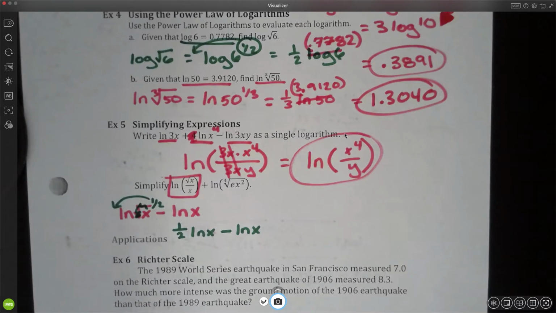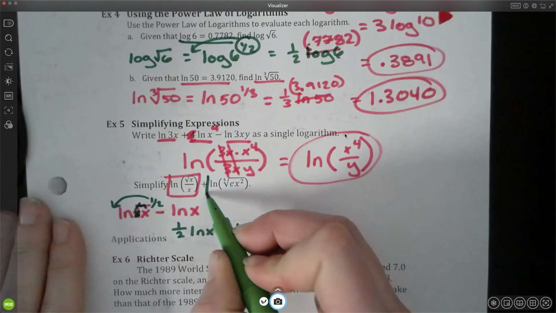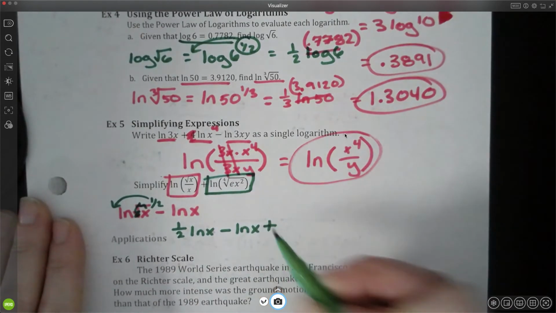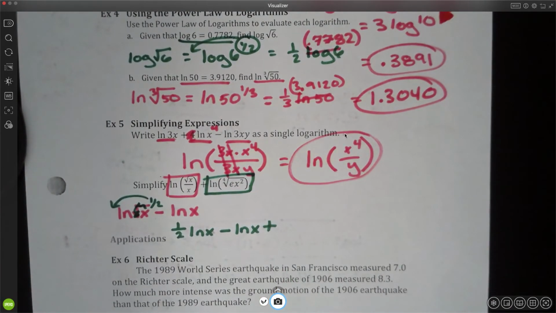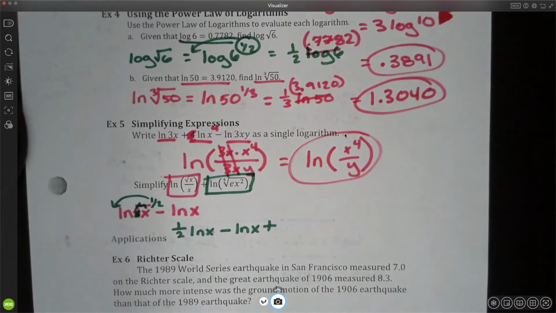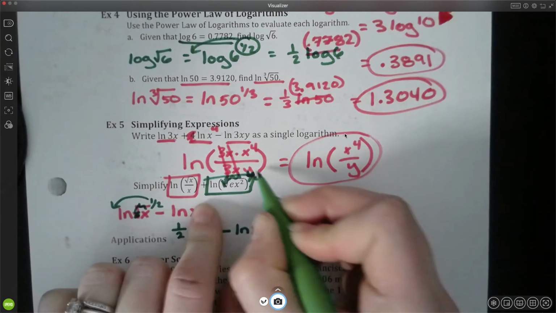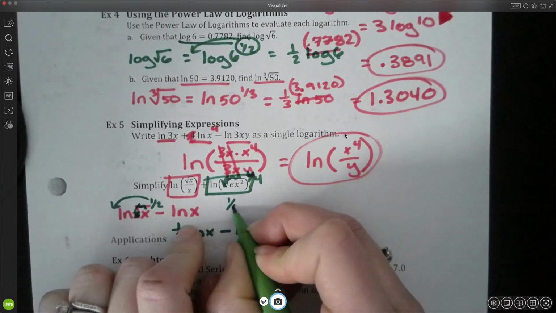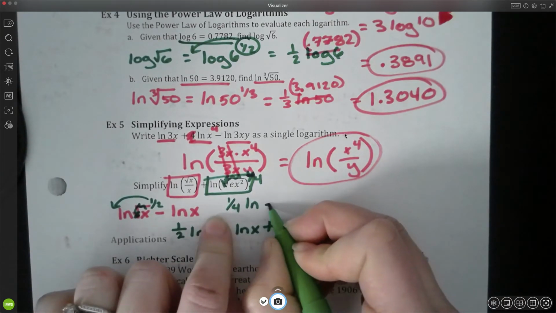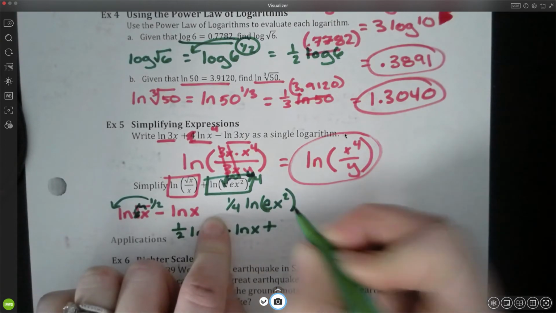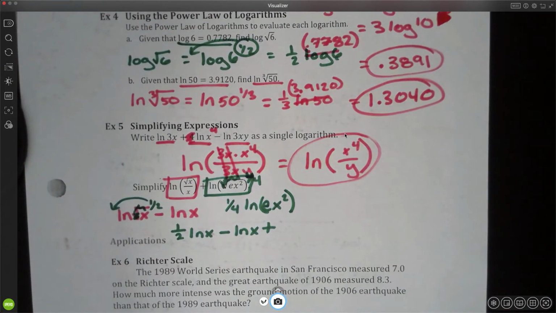So the second piece, let's do him. So we've got plus. What are you going to do first for that guy? Move the 1/4 to the front. So this is like to the 1/4 power, and we're going to move him to the front. So we've got 1/4 ln of e x squared. Well, the e and the x will cancel out, right? No. Just the ln and the e will cancel out, but not yet. Let's separate them first.